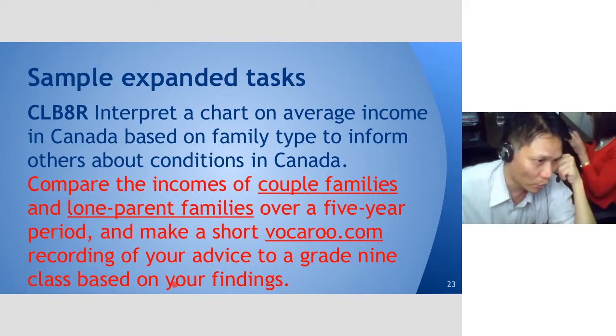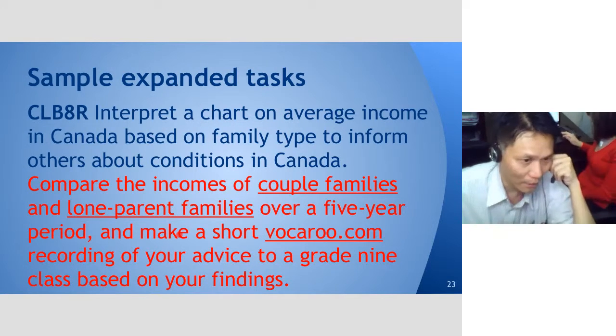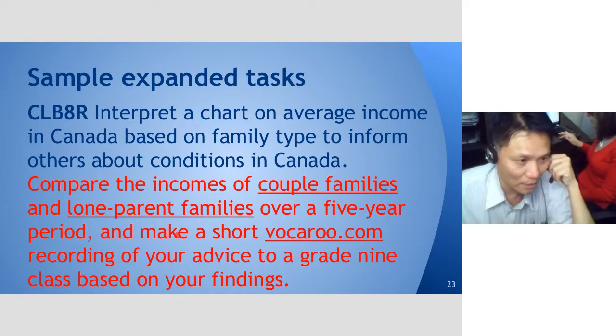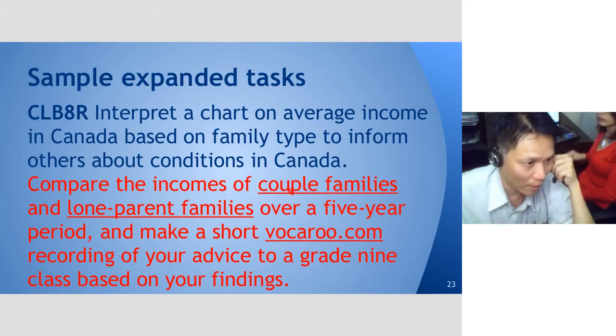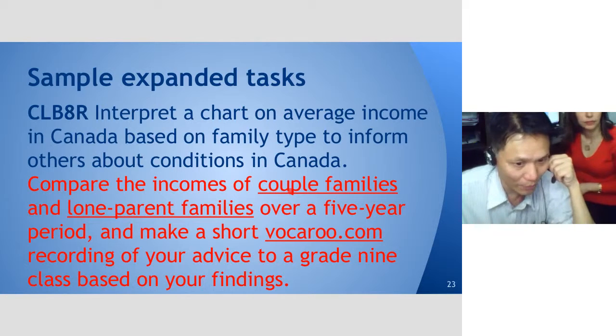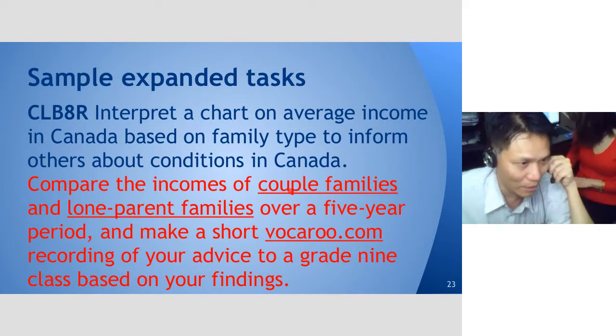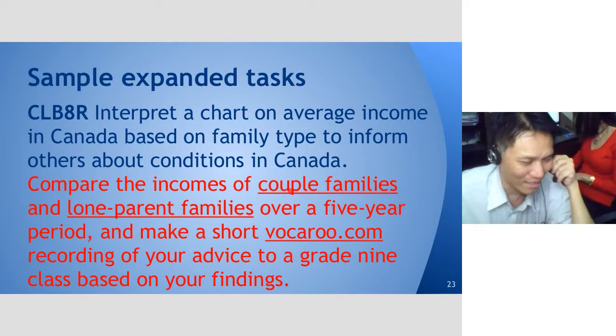So I've come up with the red words, compare the incomes of, and the words couple families. That's linked to a particular chart from StatsCan, I believe. And lone parent families, the same thing, is connected to another table. And it says over a 5-year period. And then I've instructed them to make a short Vocaroo recording of their advice to a grade 9 class based on their findings. So they have to pretend as though they are a teacher of a grade 9 class.